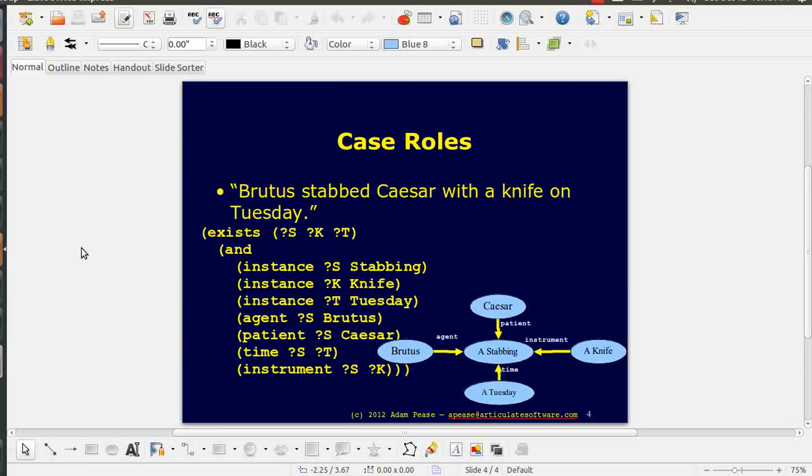So the key things to pay attention to is that we have to have an instance of a stabbing, a particular stabbing, right? Not Stabbing with the capital S, which is the class of all possible stabbings. Knife is the class of all possible knives. And here we're saying there exists one of each of these things. We haven't named them. We could have called it Brutus's knife is an instance of knife, but we can just as easily say there exists some variable K that stands for this instance of a particular knife.